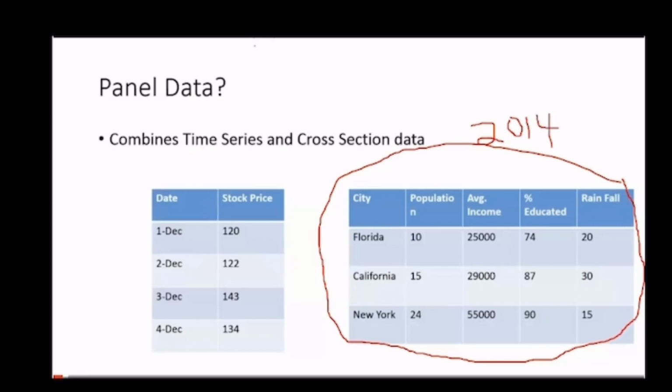Okay, but you have a data set across sectional units, like the population of Florida in that year, the population of California, and the population of New York. This is in terms of millions. Then you know what the average income is. You know the percentage of people educated. And we're talking about that same year, and you know the amount of rainfall. Does that make sense? Now, this is a cross-sectional data. And the first one is a time series data.